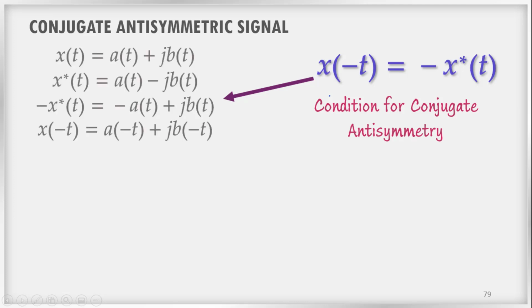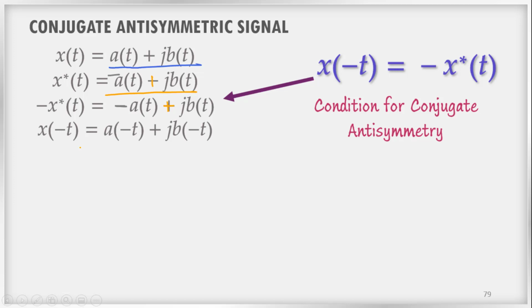So we have this relation, x of t is nothing but a of t plus j into b of t. X asterisk of t is equal to a of t minus j into b of t, and minus of x asterisk of t is nothing but negating the real part and the imaginary part. So when we negate the real part, we will get minus of a of t, and when we negate the imaginary part, we will get plus j into b of t, right? Minus of x asterisk of t is equal to minus of a of t plus j into b of t, and similarly x of minus t is nothing but time reversing the actual signal x of t, that is a of minus t plus j into b of minus t.